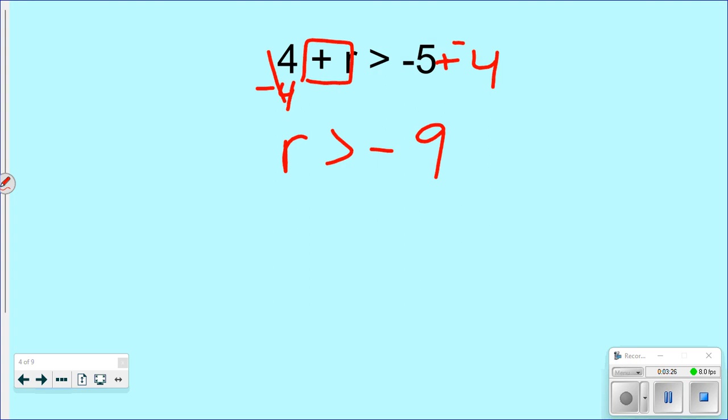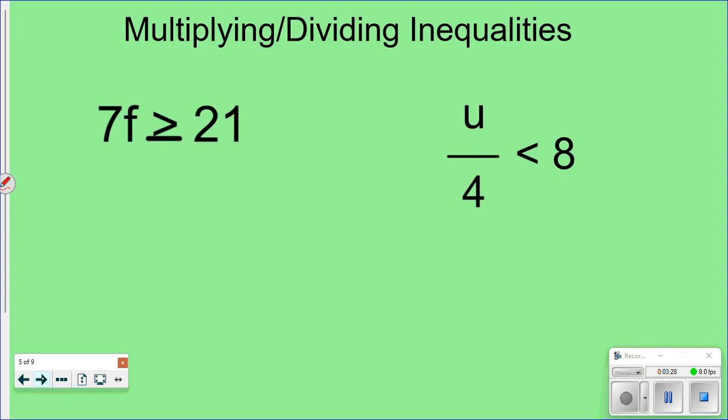It keeps showing up. Okay, so next thing we're going to talk about is multiplying and dividing inequalities. Again, solve the same way. So if I have 7f is greater than or equal to 21, I want f by itself. I'm going to divide by 7. I'm going to divide by 7. F will be greater than or equal to 3.